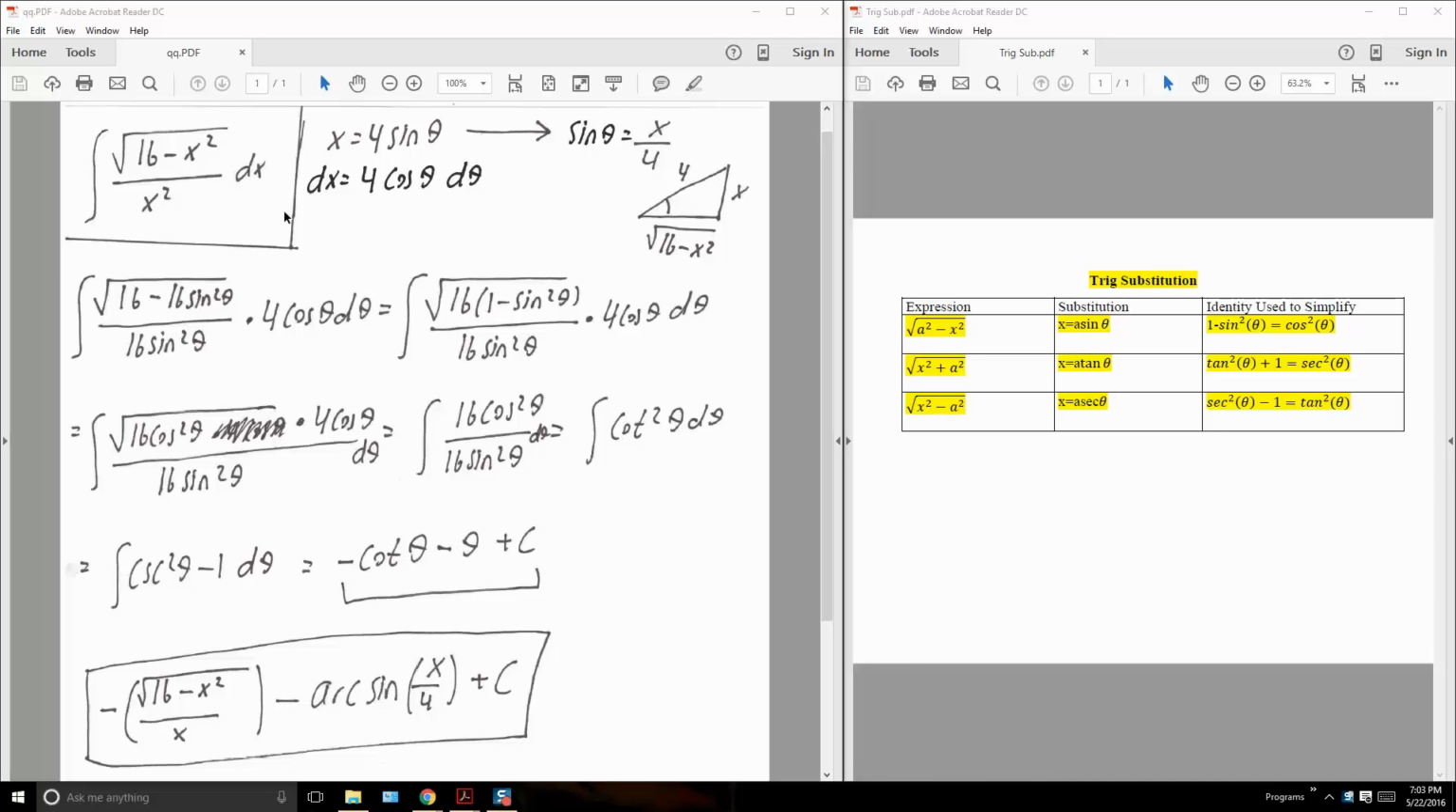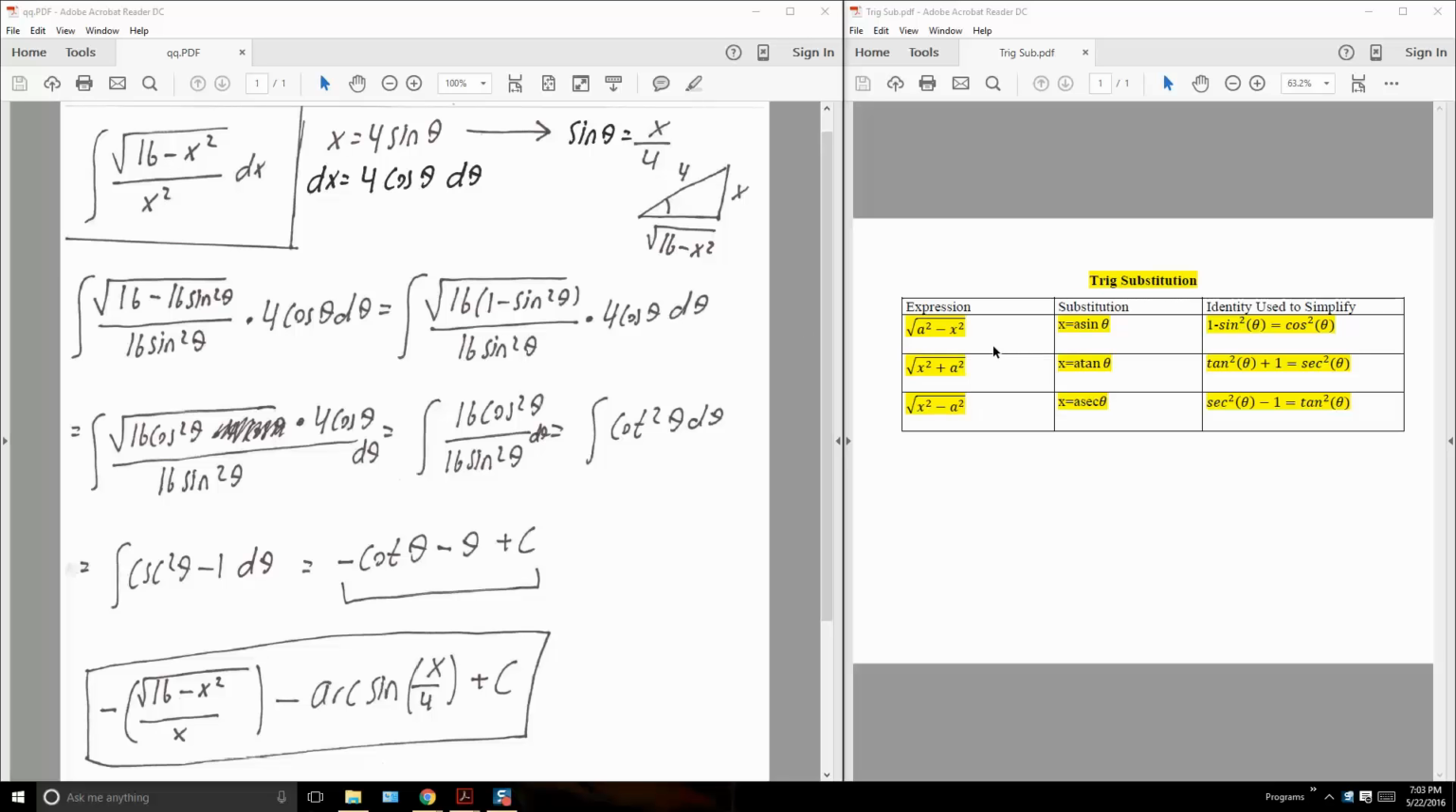Okay, in this question we want to find the integral of square root of 16 minus x squared divided by x squared, and in order to do so we will have to use trig substitution. These are common expressions, and if you notice, the expression that we have for the numerator is this.